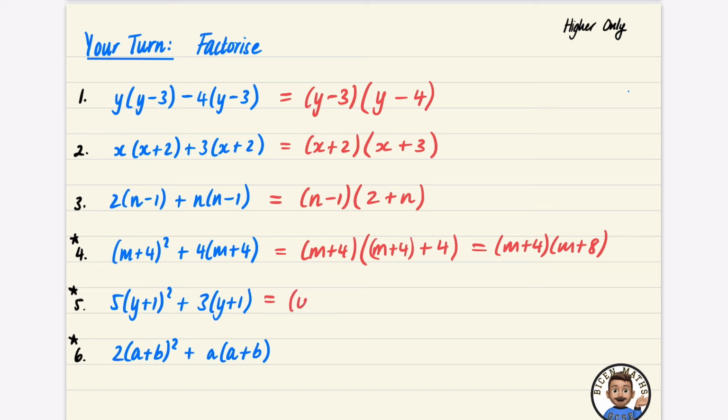Okay, they've both got a y plus 1 in common. The first term needs a 5 and a y plus 1 and y plus 1 and 5 to make this. The second part just needs a 3. So it is y plus 1, and then this is going to be 5y plus 5 plus 3. 5y plus 5 plus 3 is plus 8.